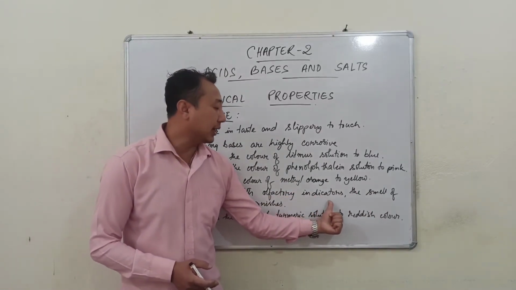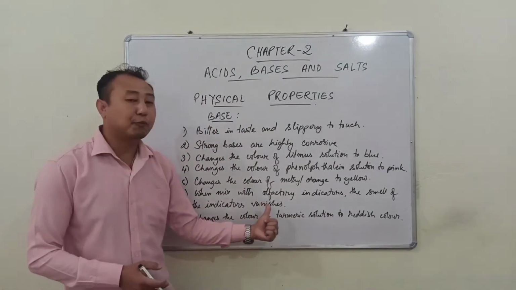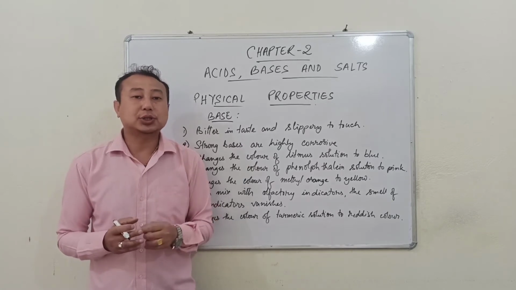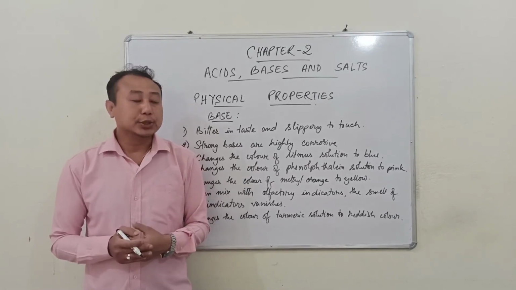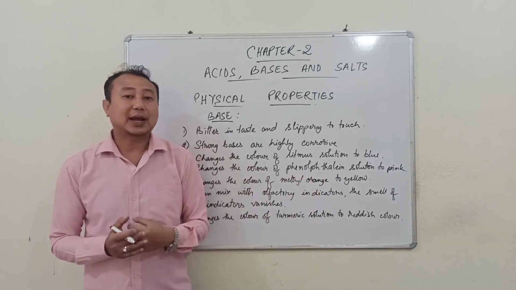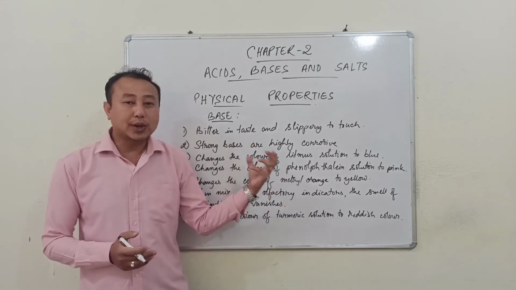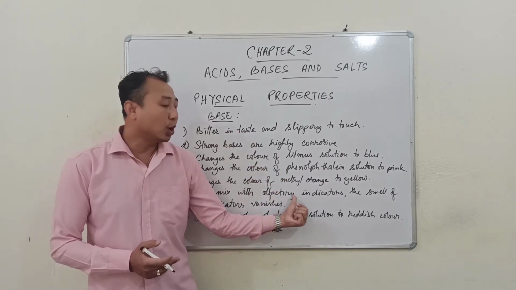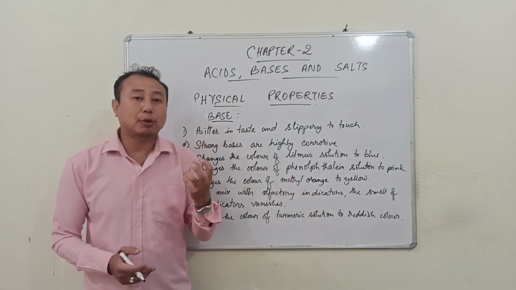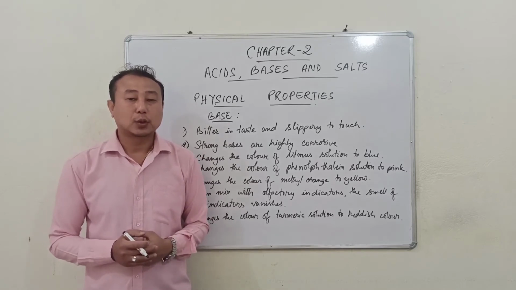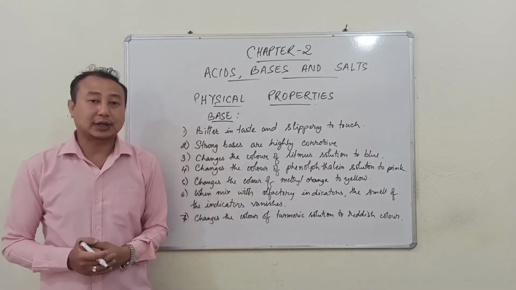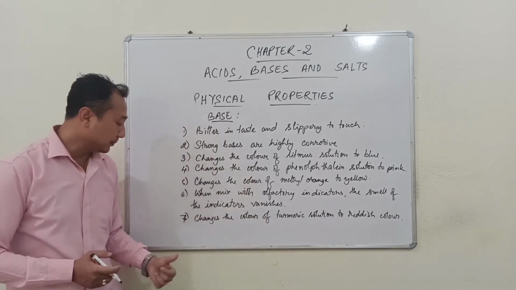When mixed with olfactory indicators, the smell of the indicator vanishes. The olfactory indicators, as discussed before, are the substances which change their smell. For example, onion and cloves have a strong smell. When this onion or cloves, which can be used as olfactory indicators, are mixed with some amount of base, the smell of those indicators vanishes, which was not the case with acid. The acid doesn't vanish the smell of the olfactory indicators. Now let's come to the last point.